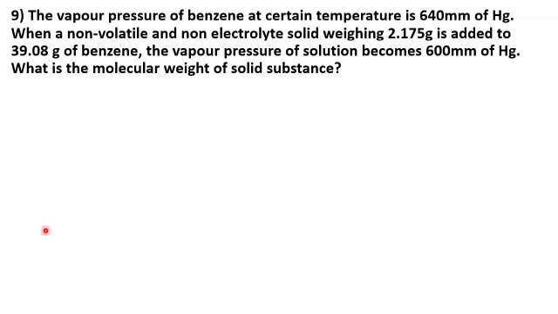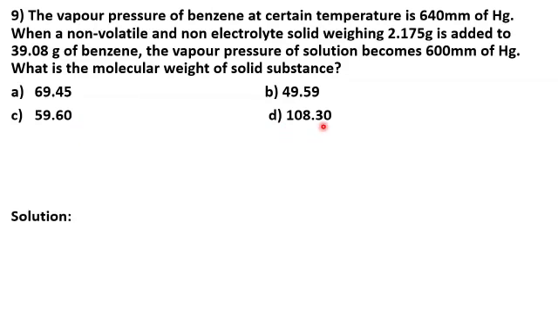Question number 9. The vapor pressure of benzene at certain temperature is 640 mm of Hg. When a non-volatile and non-electrolyte solid weighing 2.175 gram is added to 39.08 gram of benzene, the vapor pressure of solution becomes 600 mm of Hg. What is the molecular weight of solid substance? Option A 69.45, option B 49.59, option C 59.60, option D 108.30.